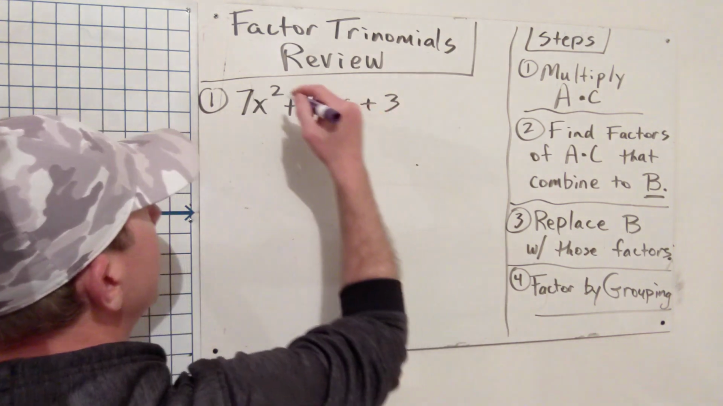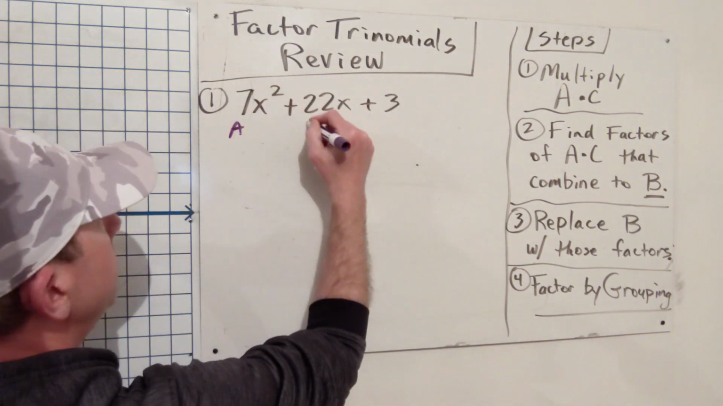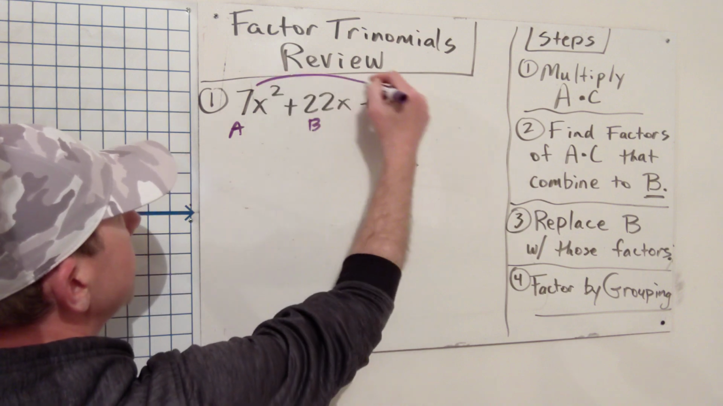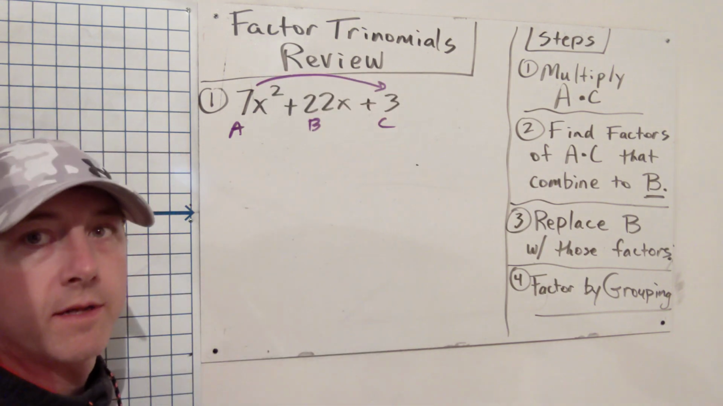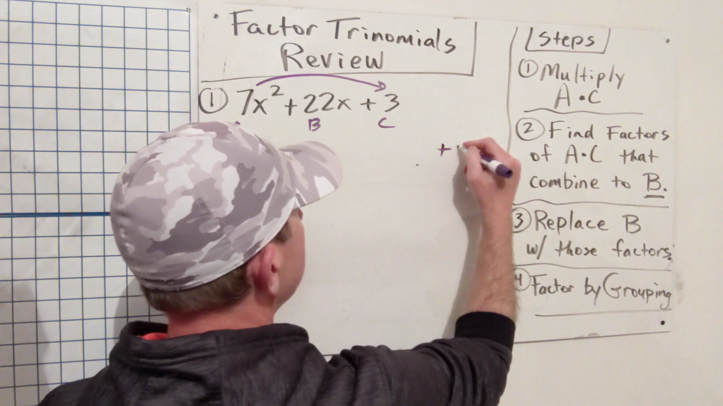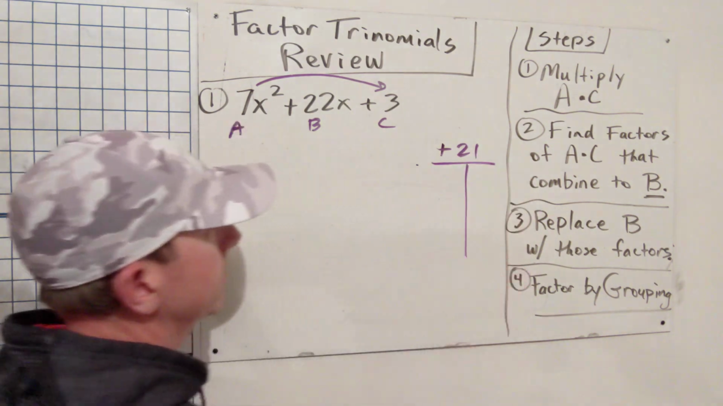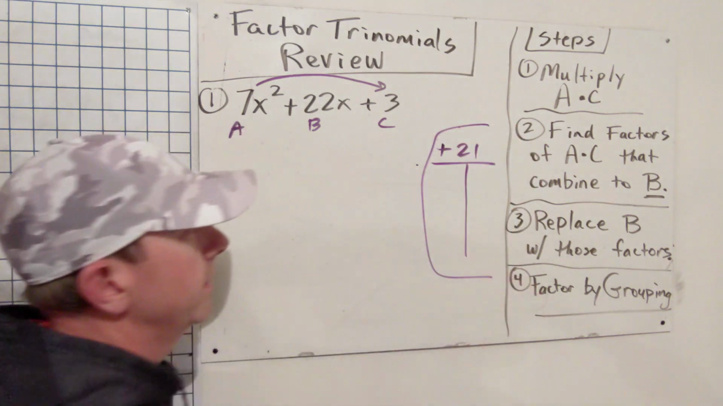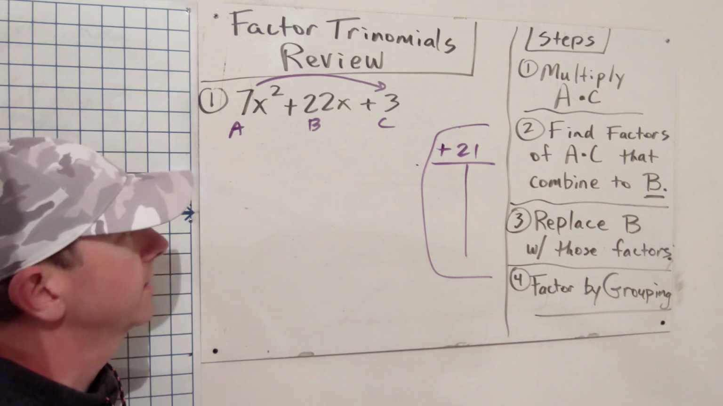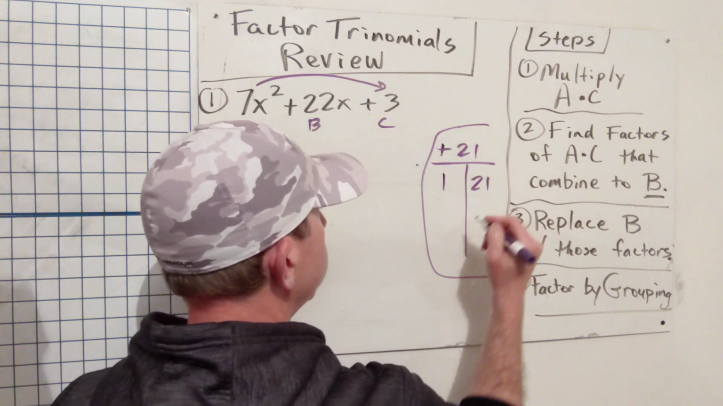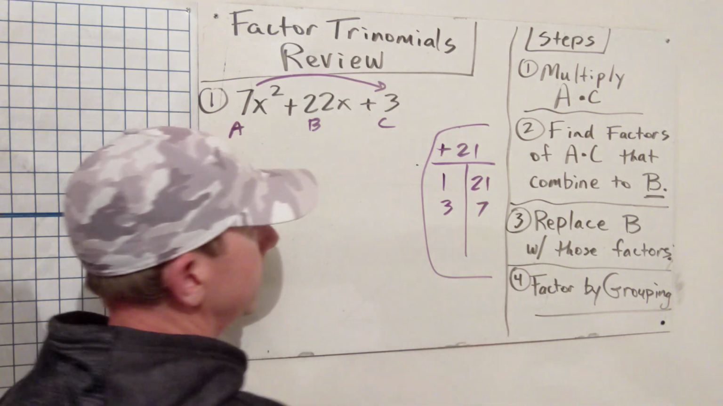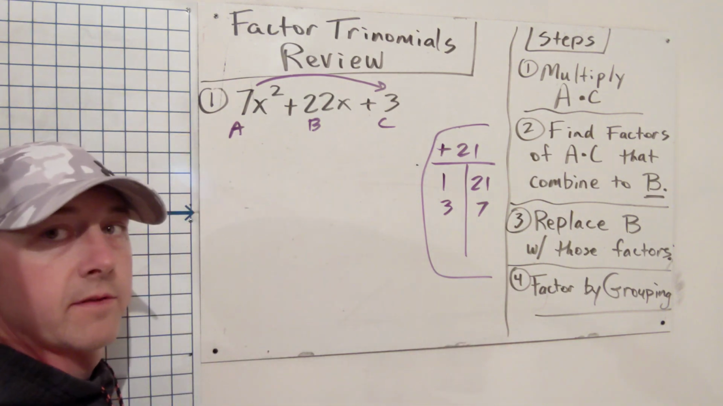Okay? So step 1 is to multiply. So we've got A, B, and C. So we're going to multiply A times C right there. So when we do that, we get a positive 21. So we're going to list the factors of 21 over here. Okay, and so it looks like this. We've got 1 and 21, 2 doesn't work, 3 and 7, 4, 5, and 6, none of those work.